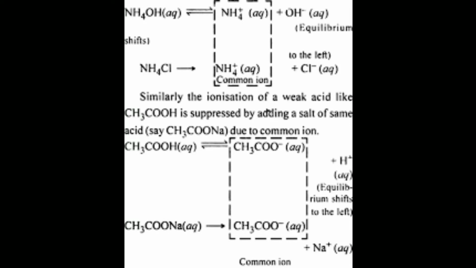CH3COOH is a weak acid and dissociates only slightly in solution. CH3COOH at equilibrium gives CH3COO- plus H+ ions, and CH3COONa, being a strong electrolyte, dissociates almost completely in solution and gives CH3COO- plus Na+ ions. Both the acid and the salt produce CH3COO- ions in solution.